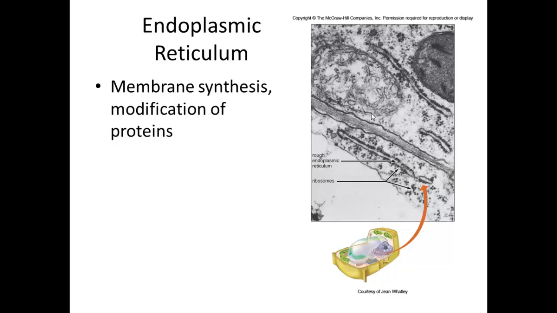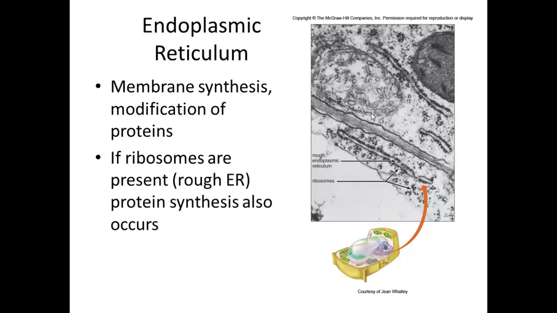Some of the messenger RNA may go to a place called the endoplasmic reticulum, depending on whether there are ribosomes there or not. But the endoplasmic reticulum has a lot of functions, including membrane synthesis, so it'll make membrane for different types of organelles, or maybe even for the plasma membrane itself. It also will modify proteins as they pass through. They may be folded differently or have different tags put on them and so forth. Rough endoplasmic reticulum then is the endoplasmic reticulum that has ribosomes on it. Smooth does not.